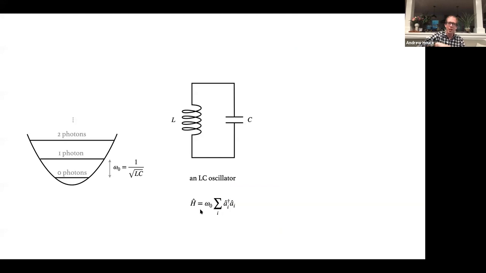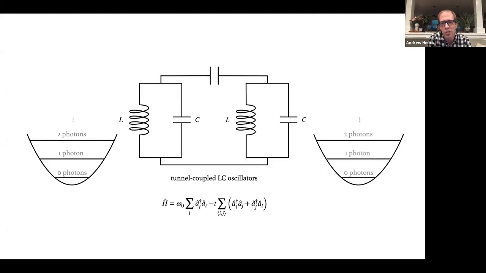So we're going to go back to where we started. We have our lone harmonic oscillator, but now instead of one, we're going to make two.